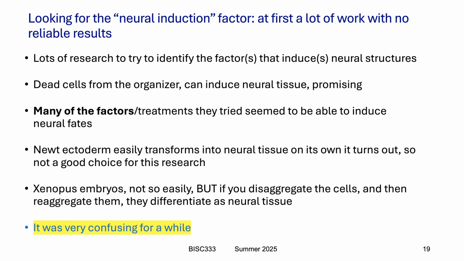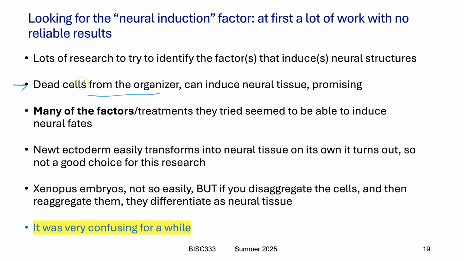So we would expect there might be multiple signals and so on. And here was a little bit of some of the early work. The early work showed that even if you had dead cells from the organizer, and you cultured them with epidermal ectoderm, you could induce it to form neural tissue. That was pretty promising, because it would suggest there's something in this organizer that can induce neural tissue.